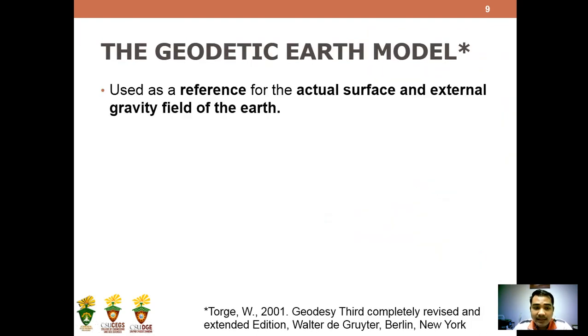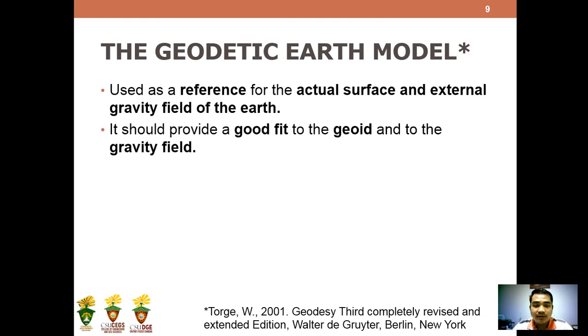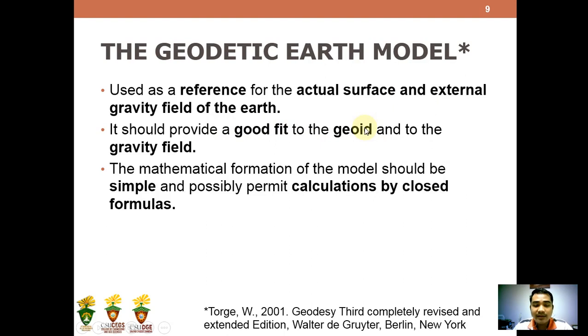Again, let's recall the geodetic earth model. When we say geodetic earth model, it is used as a reference for the actual surface and external gravity field of the earth, and it should provide a good fit to the geoid and the gravity field. So whatever earth model we use, such as an ellipse, should be a good fit to the geoid. It approximates the geoid. And the mathematical formulation of the model should be as simple as possible to permit calculation by closed formulas.